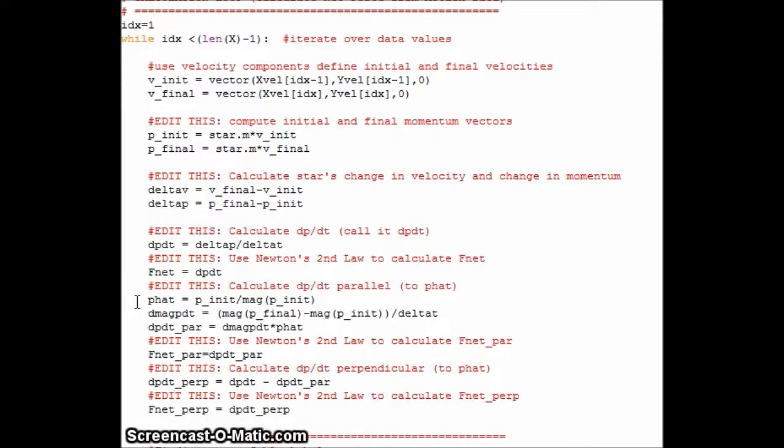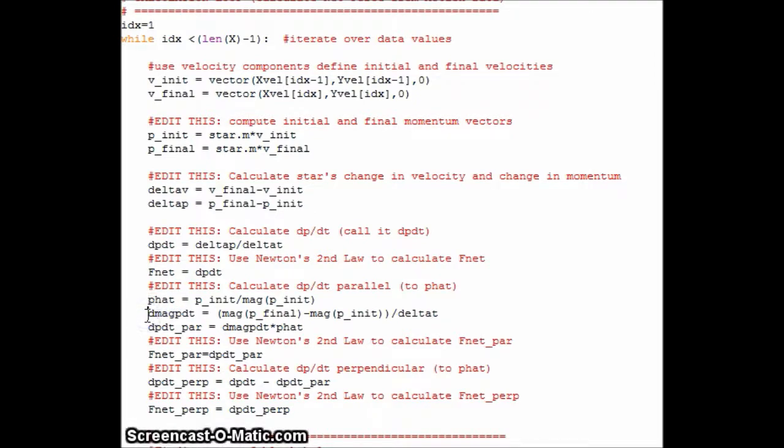To find the individual components of the gravitational force, I used this loop. As I stated before, the components of dp/dt are equal to those of Fnet. To find the parallel component, we need two things, a magnitude and a direction. Since this is the parallel component, its direction, by definition, is equal to that of the net momentum and is represented by p hat here.